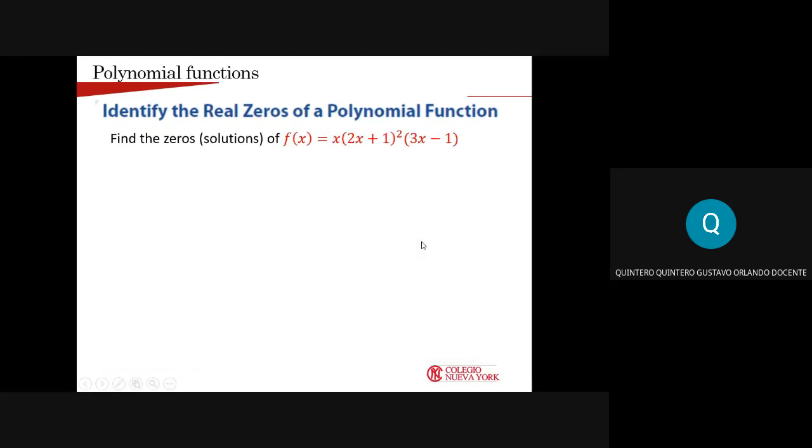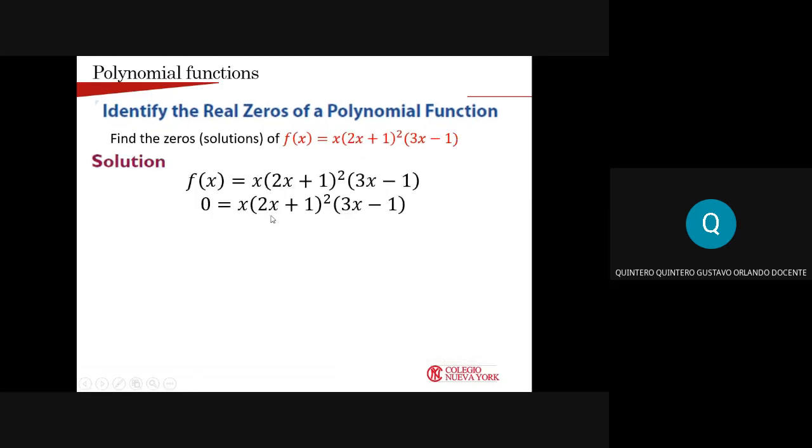But here, in this one, we have 3 multiplications. So look at this. We have the first one, x, equal to 0. The second one, 2x plus 1 squared, equal to 0. And the last multiplication, 3x minus 1, equal to 0. I just split every multiplication, every factor, and also I equal those to 0. So again, step 1, change f of x by 0. Step 2, split the factors.